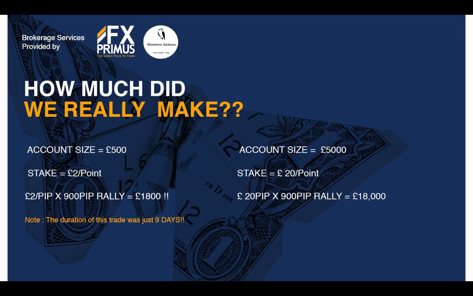Okay, now let's look on the bigger side. Imagine if my account size was £5,000 and I staked £20 per point. That would give me £18,000. Now I don't know where you are in this world, but £18,000 is a shitload of money. A lot of people work a whole year before they're able to see £18,000.